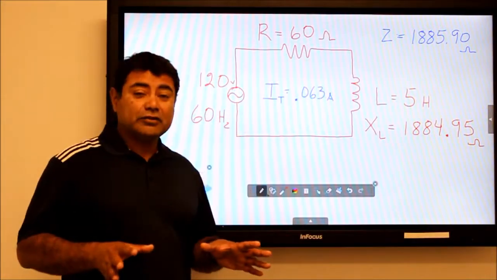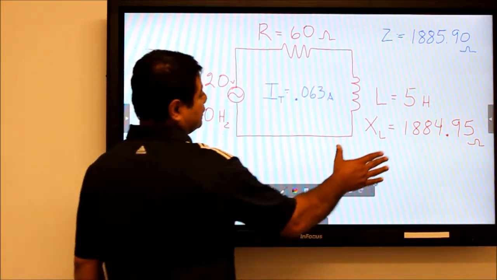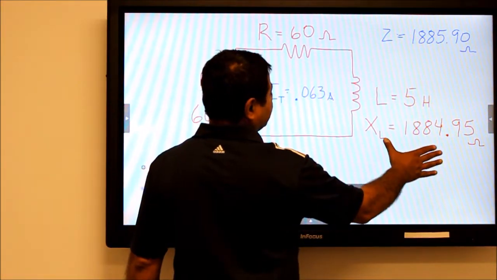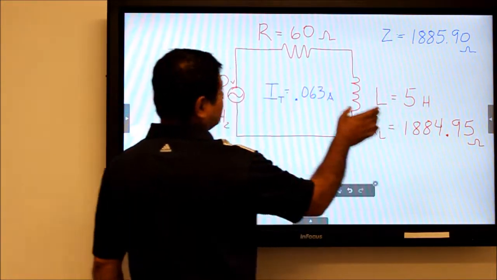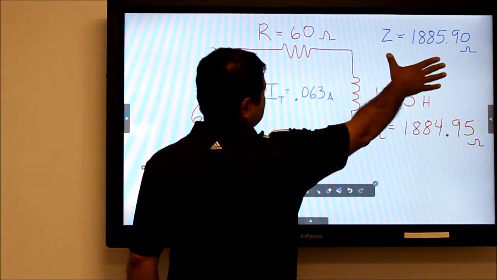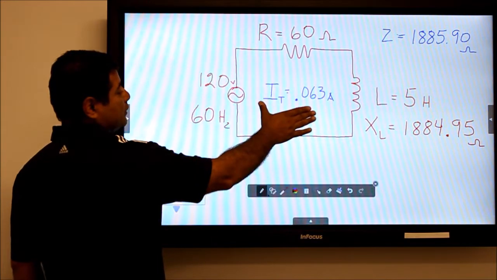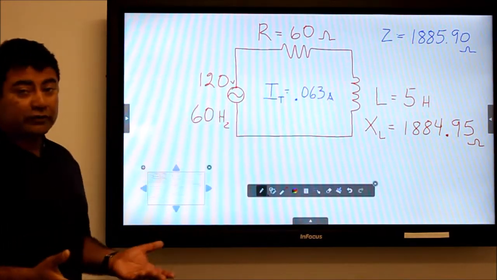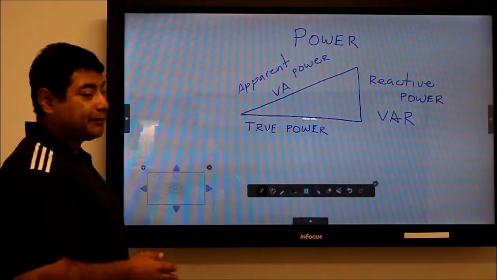So these are all the values that we've calculated for the circuit thus far. Okay, we changed the inductance value into an ohmic value for the inductor. Then we use the ohmic value for the inductor and the ohmic value for the resistor to get our impedance. And once we obtain the impedance, we use the impedance to get the total current for the circuit. Now that we have the total current for the circuit, we can do other things like calculate power.